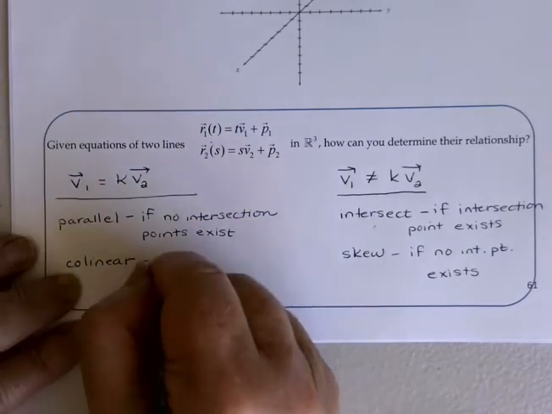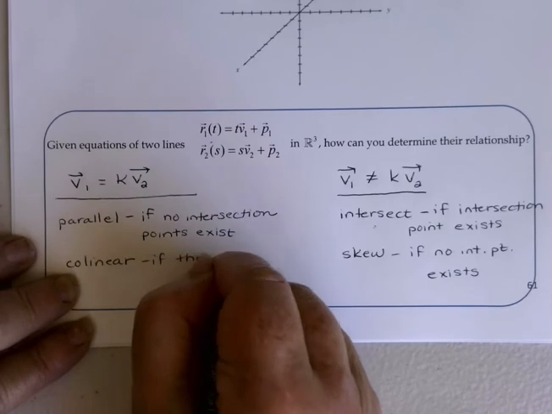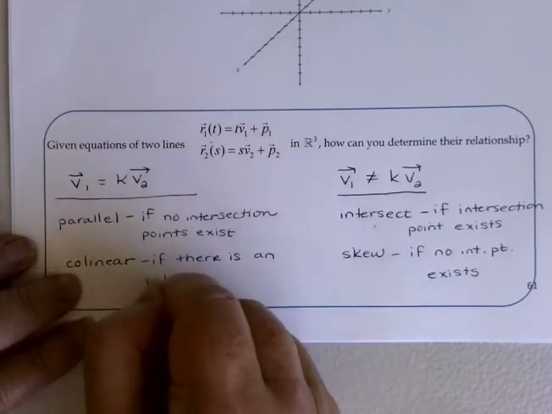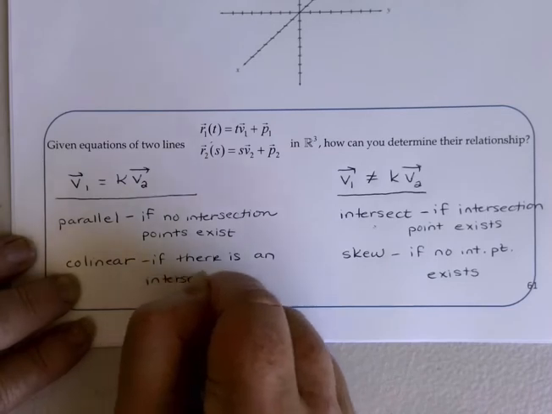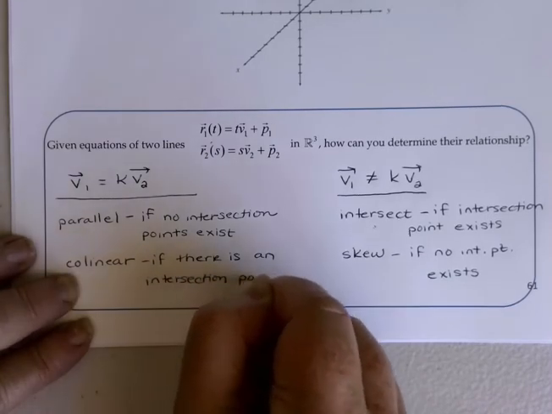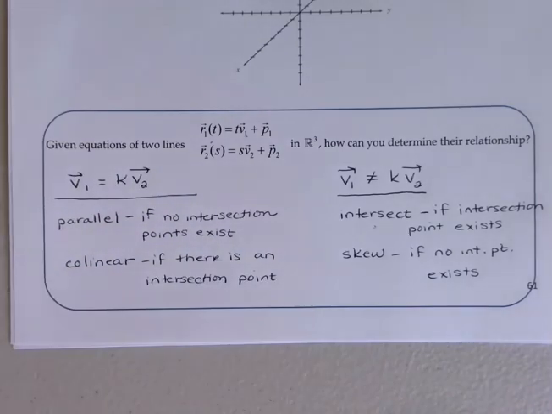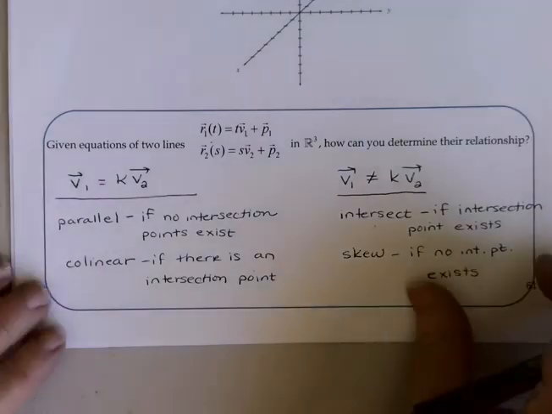And collinear if there is an intersection point. Again, allowing for the fact that even if one exists, there'll be infinitely many, but all I have to find is one. And I know that they would be collinear in this case. So how do I go about determining that?